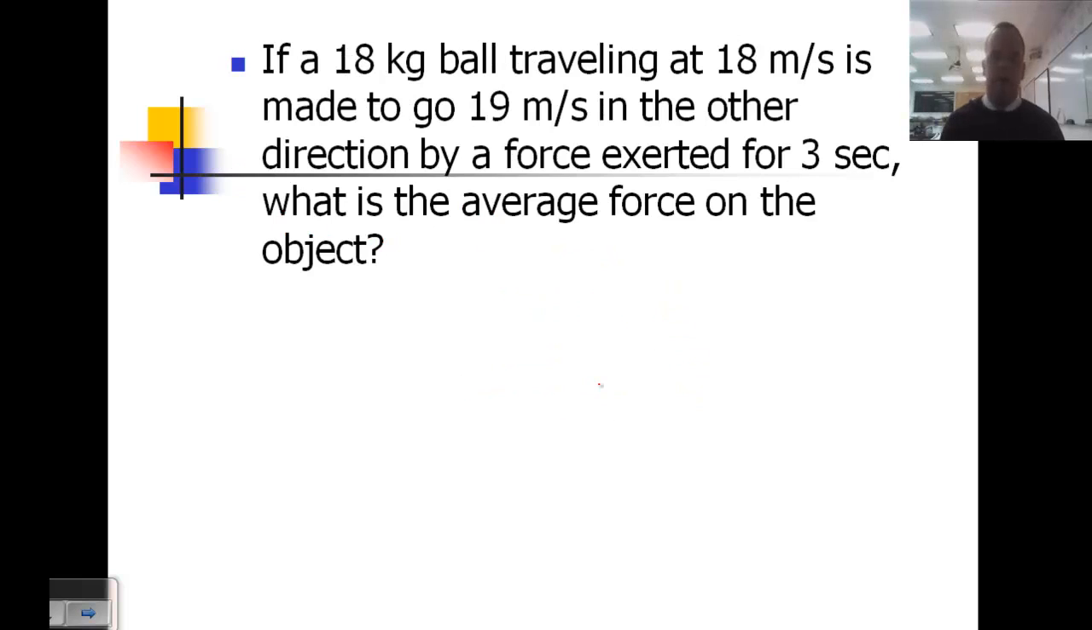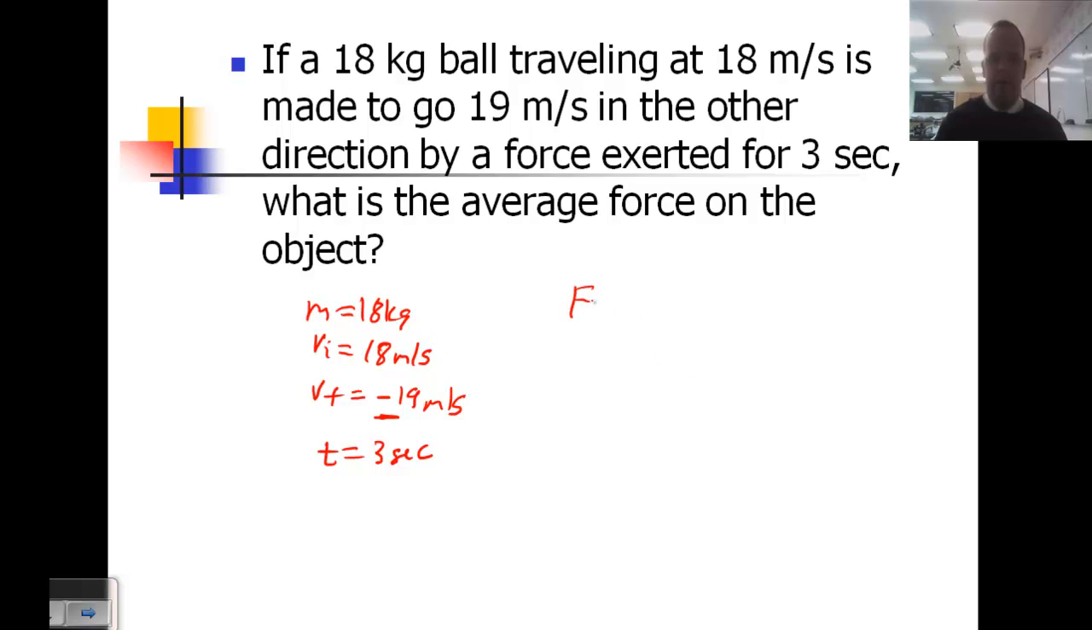Next one, if an 18 kilogram ball traveling at 18 meters per second is made to go 19 meters per second the other direction by a force exerted for 3 seconds, what is the average force on the object? So let's list out the variables we know. Mass is 18 kilograms. Initial velocity is 18 meters per second. Final velocity is negative 19 meters per second. This would be the key area where I expect people to make a mistake on this problem, or I've seen a lot of mistakes, is forgetting that if we're going in the opposite direction, we must make it negative. And the time is 3 seconds.